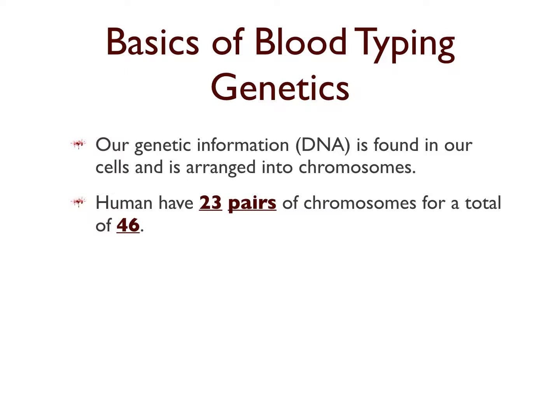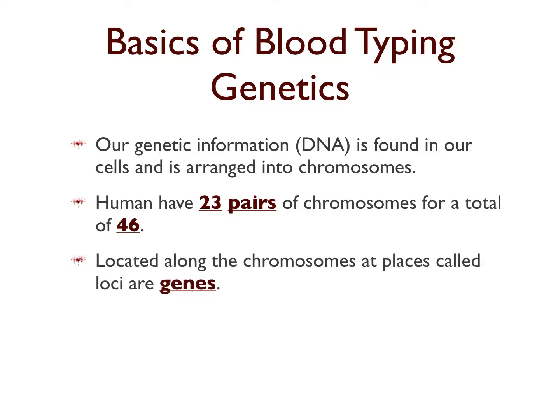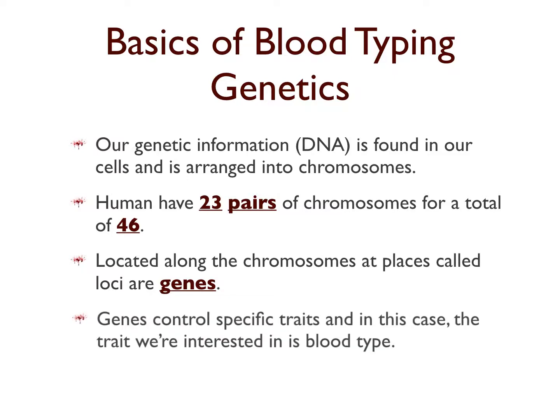Located along each chromosome at places called loci are genes. And remember that genes are important because they control specific traits, and in this case the trait we're interested in is blood type.